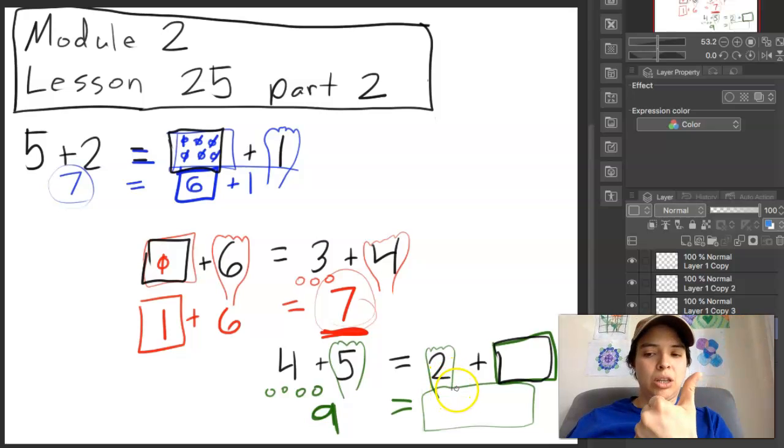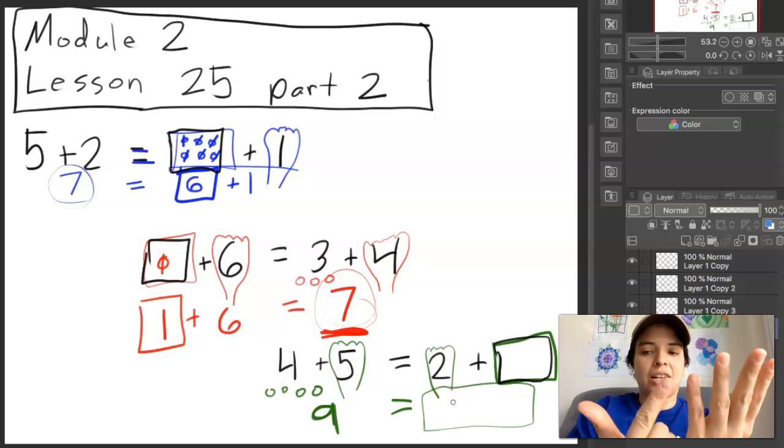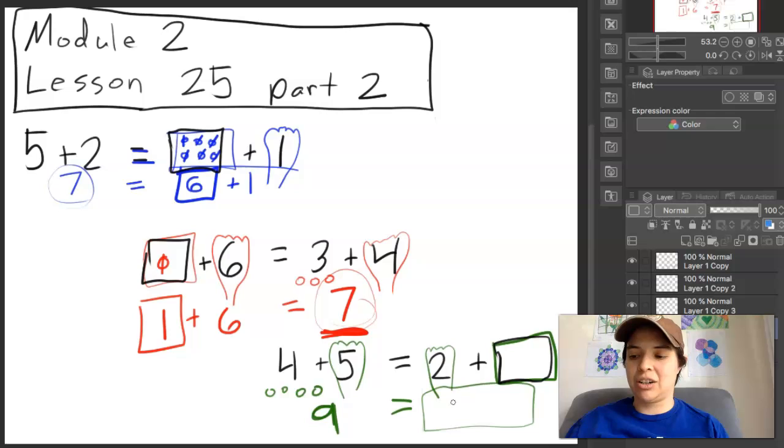2, 3, 4, 5, 6, 7, 8, 9. Ooh, so I have 5, 6, 7. I put up 7 fingers, so I'm going to draw my little dots in there. And that's 1, 2, 3, 4, 5, 6, 7. 2 and 7 more makes 9.